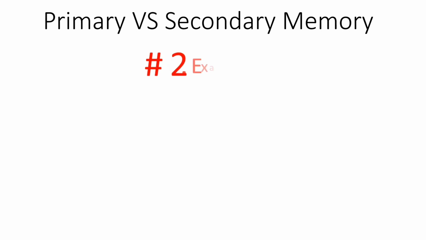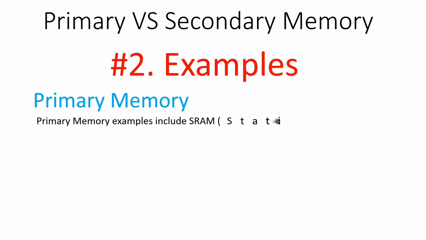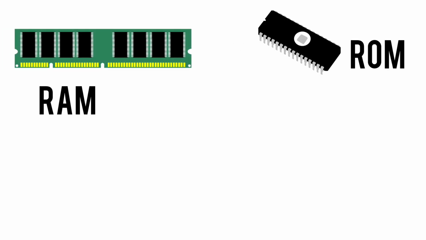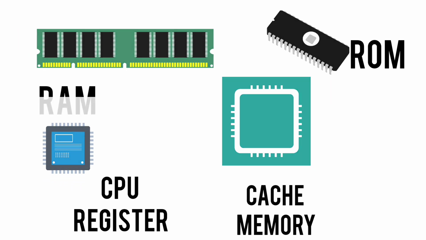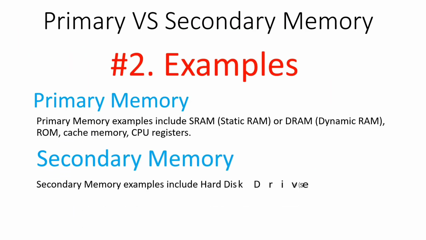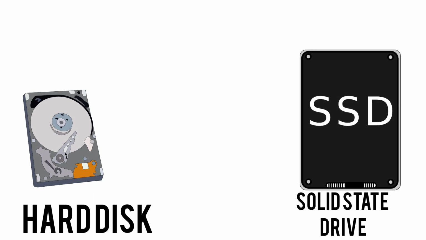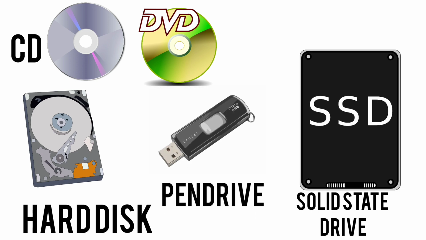Let's see the examples of primary and secondary memory. Primary memory examples include static RAM or dynamic RAM, similarly ROM, cache memory and CPU registers. So basically RAM, ROM, cache memories and CPU registers are some examples of primary memory, whereas secondary memory examples include hard disk drive, solid state drives or optical disks like CD/DVD and pen drive. So these are the examples of secondary memory.